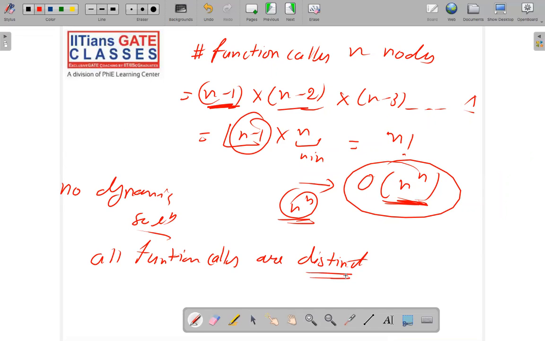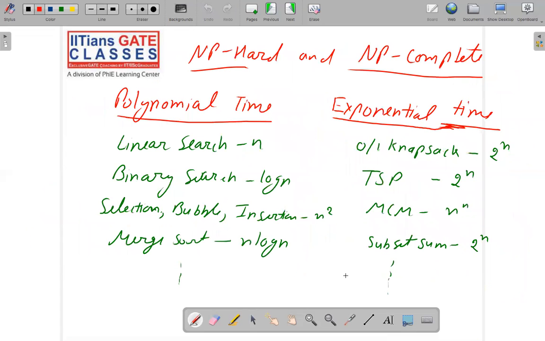Okay. Now let's move on to the next very important research topic. They will ask you a little bit about it. You should know a little bit about it. That is, what is NP hard and what is NP complete. And what is a polynomial time algorithm? What is an exponential time algorithm?